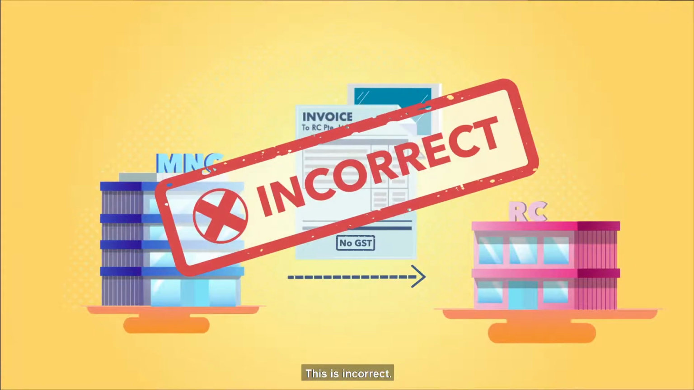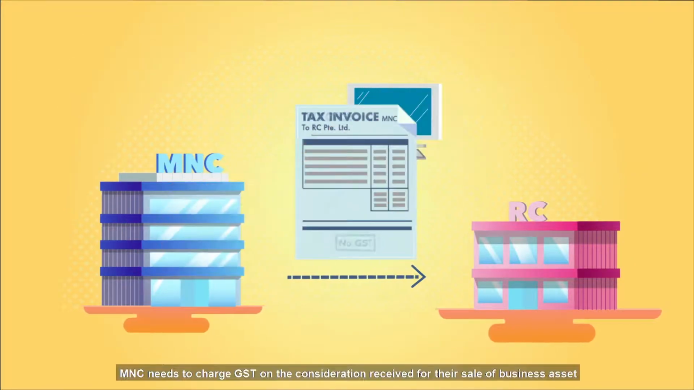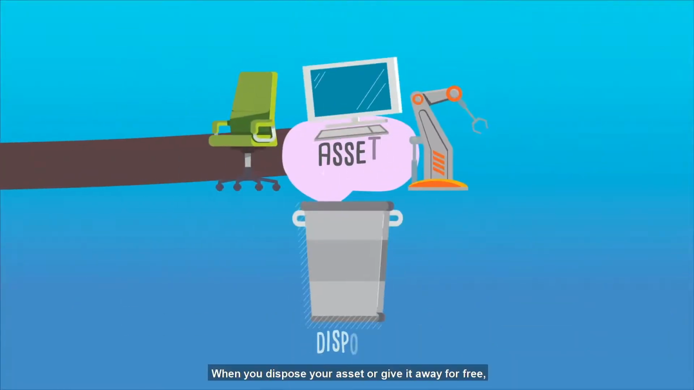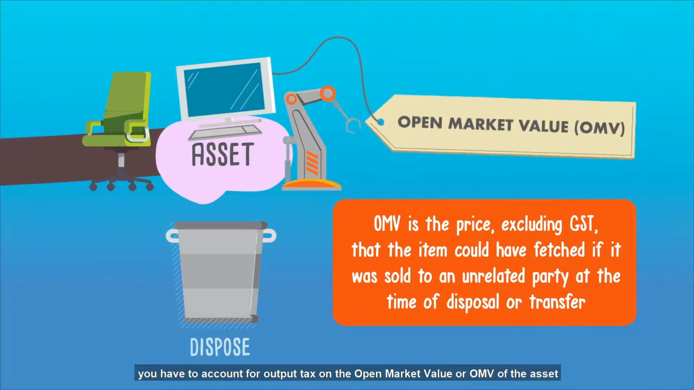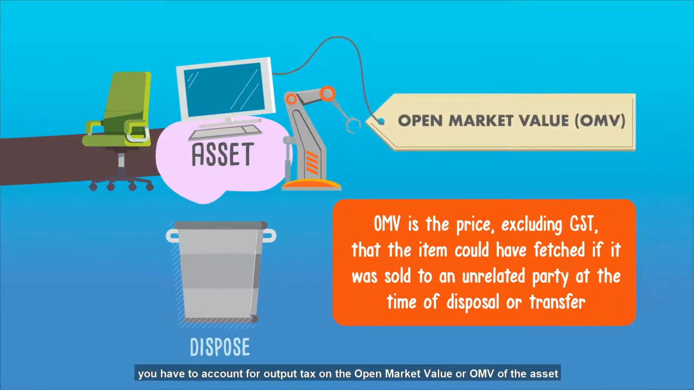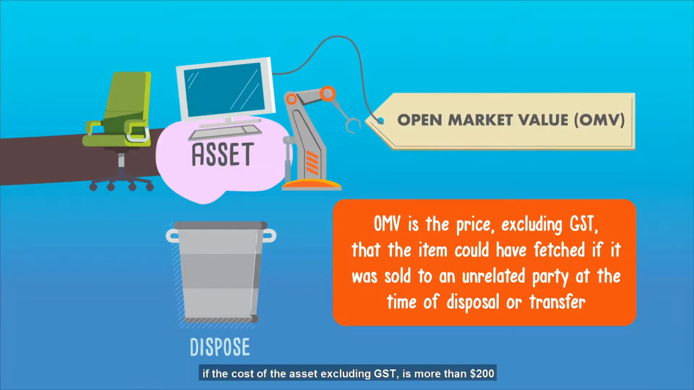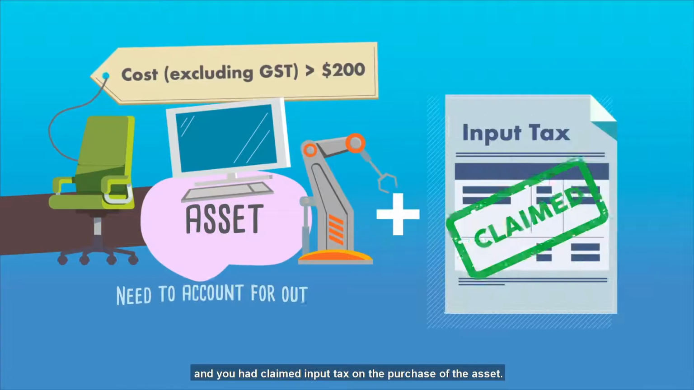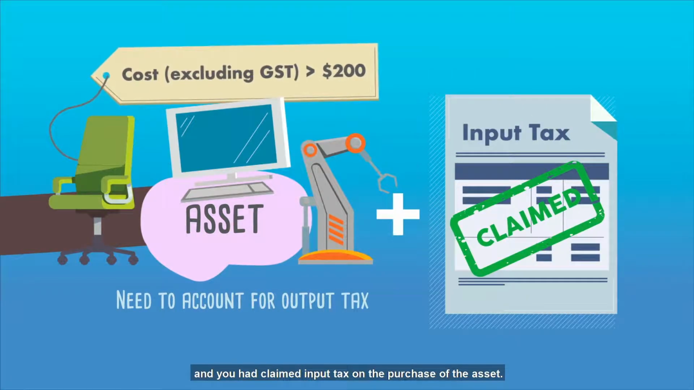This is incorrect. MNC needs to charge GST on the consideration received for their sale of business asset, as it is a supply of goods. When you dispose your asset or give it away for free, you have to account for output tax on the open market value, or OMV, of the asset if the cost of the asset, excluding GST, is more than $200 and you had claimed input tax on the purchase of the asset.